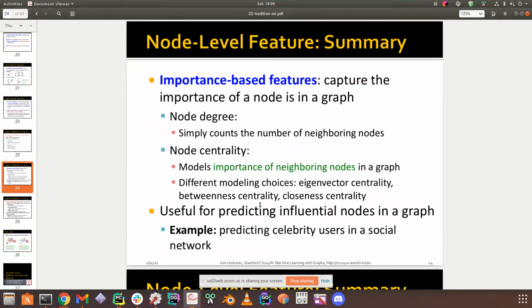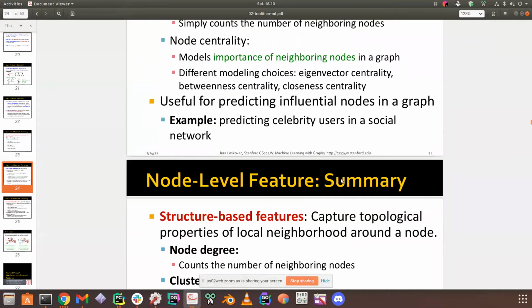And then they go into a little bit more detail in the summary about what the different kinds are. So for example, the important base features: if your node has a high degree, then it has a lot of links to other nodes, which might indicate that you're more important. Or the centrality, which is actually a more robust way of measuring the importance of each node. An example is who the influential people in a network are.